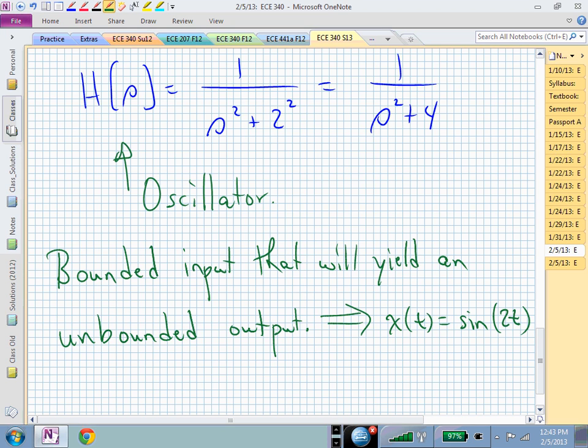So the question was, is this sine of 2t the inverse Laplace transform of 1 over s squared plus 2 squared? It's related to that. It's a multiple of that. If we had a 2 over s squared plus 2 squared, then it would be exactly this sine of 2t. It's just a scaling factor away.